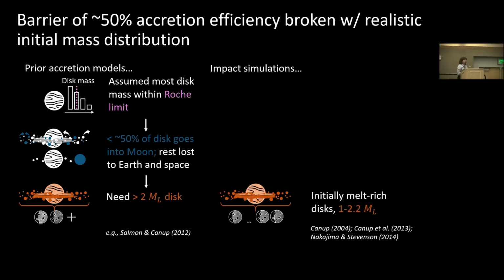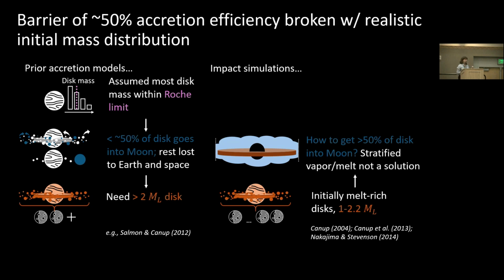However, because there's always a however, canonical impact simulations produce disks that are between 1 and a little over 2 lunar masses. So to make a lunar mass moon, you need at least 50% accretion efficiency. So how do you get more than half of any disk into the final moon? Well, this is a feat that hasn't been accomplished by previous accretion models. We have to do something.